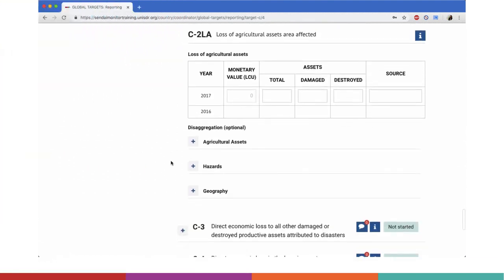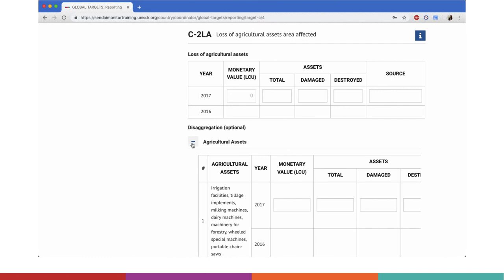C2LA, loss of agricultural assets, is loss of damaged or destroyed assets like machinery and facilities of all agricultural sectors. Your country coordinator should set up disaggregation categories for these sub-indicators as well.